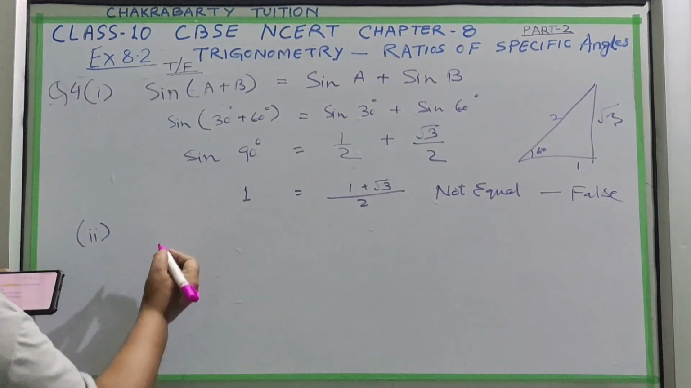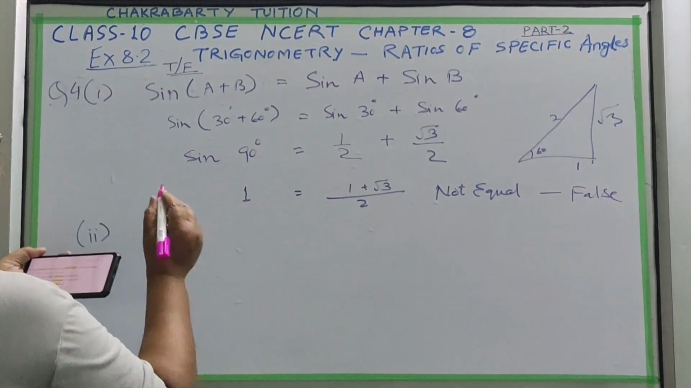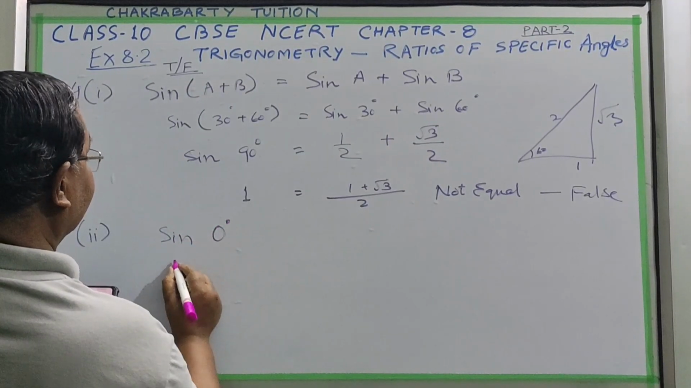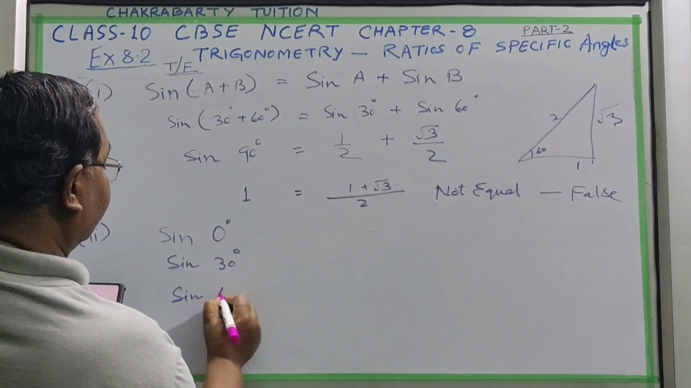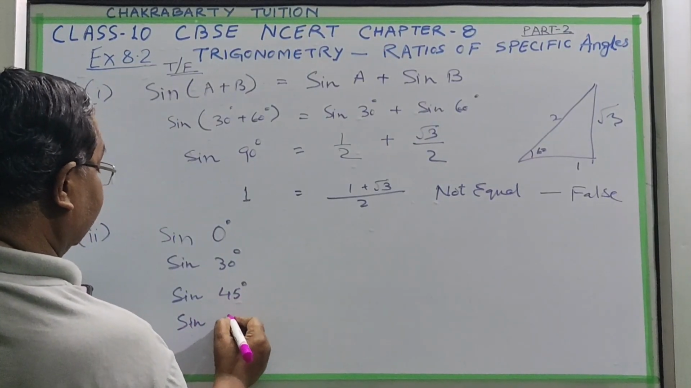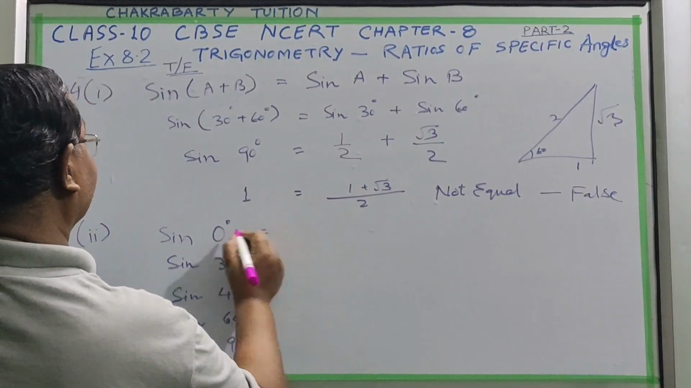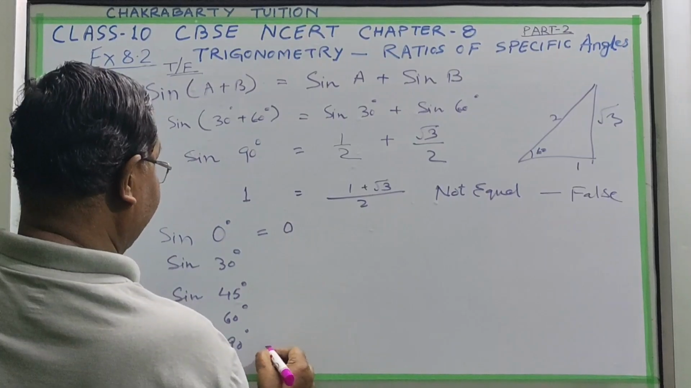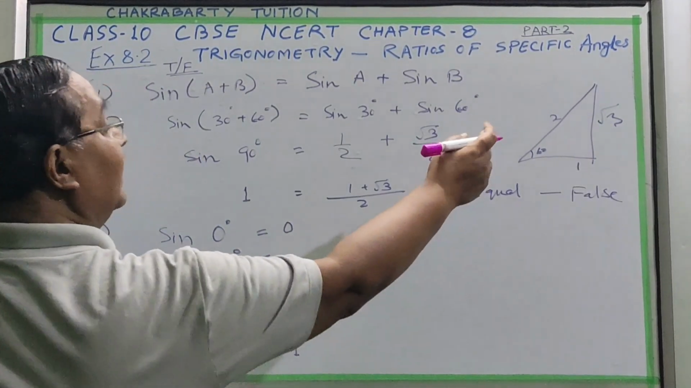The value of sine theta increases as theta increases. Means they want to say, suppose it is sine 0 degree, then sine 30 degree, then sine 45 degree, or sine 60 degree, or sine 90 degree. Okay, so sine 0 degree is 0, and here 90 degree it becomes 1, and sine 30, sine 45 we will know from here.